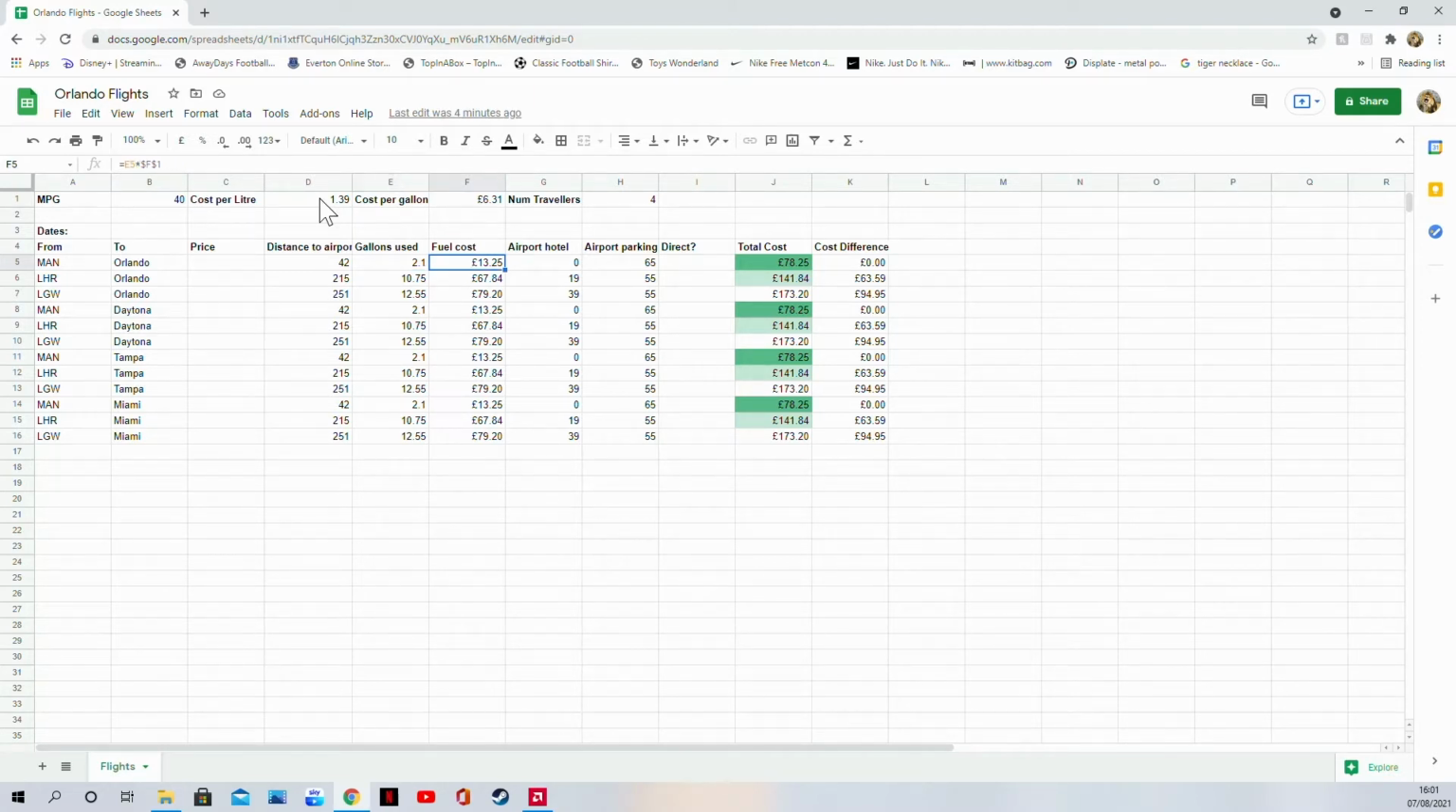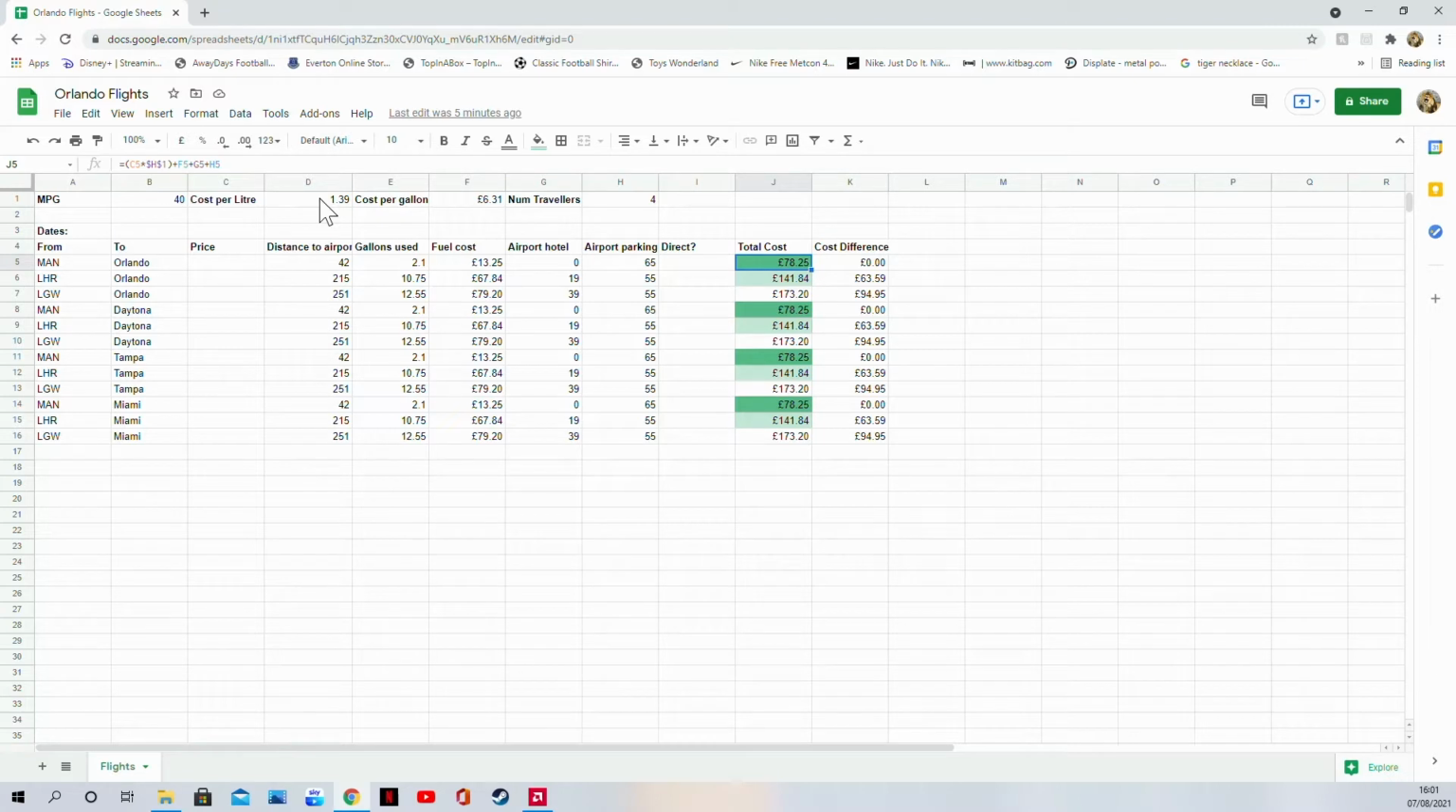The fuel cost then for the return journey, cost of any airport hotel. These are the prices I've found for airport parking. They sometimes differ slightly depending on how late you book this sort of thing, but I always try and book as early as possible, and these are the average prices. They might sneak up slightly, but they're usually about right. And then put whether it's a direct flight or not. That will then automatically calculate the total cost for me.